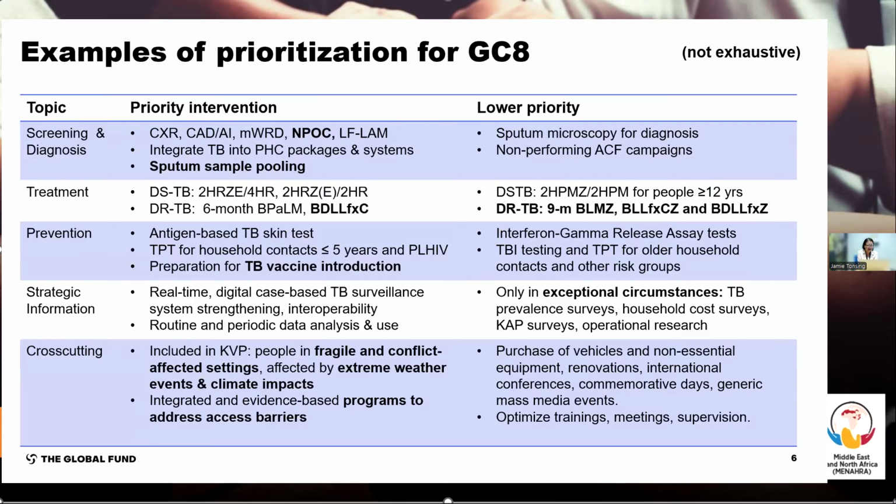And the other thing to note on cross-cutting is that we are continuing to support, very much encouraging, integrated and evidence-based programs to address access barriers, because we do know, especially for KVP, key vulnerable population, they continue to face barriers that need to be addressed. So that's a high priority intervention. Next, please.